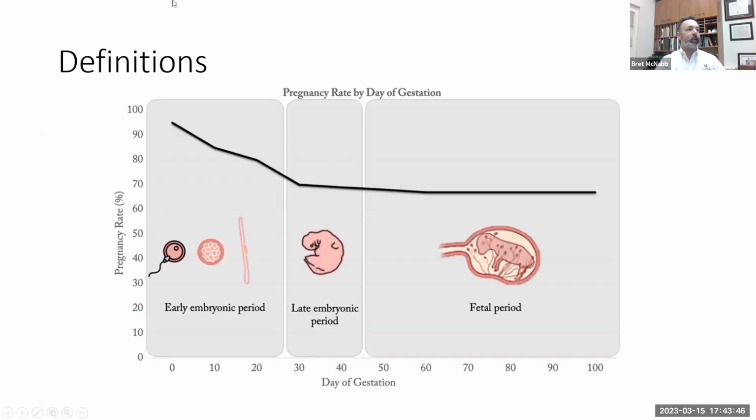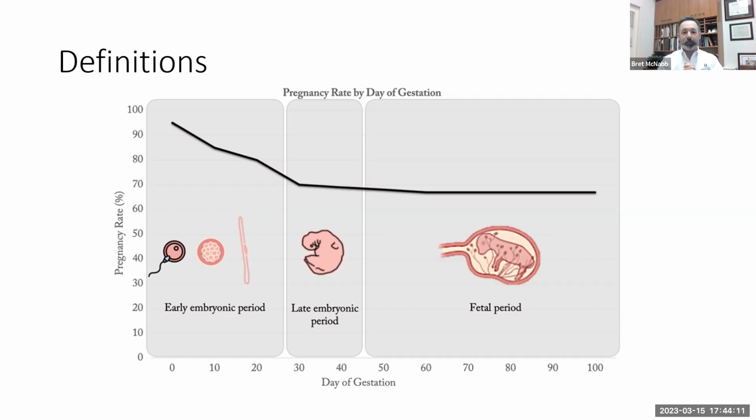So if we break up pregnancy a bit, let's kind of go through a timeline of what events happen during pregnancy, because that's going to help you think about what might be going on when you lose a pregnancy at those different stages of pregnancy. So we divide pregnancy up into two basic periods. We have the embryonic window and the fetal window.